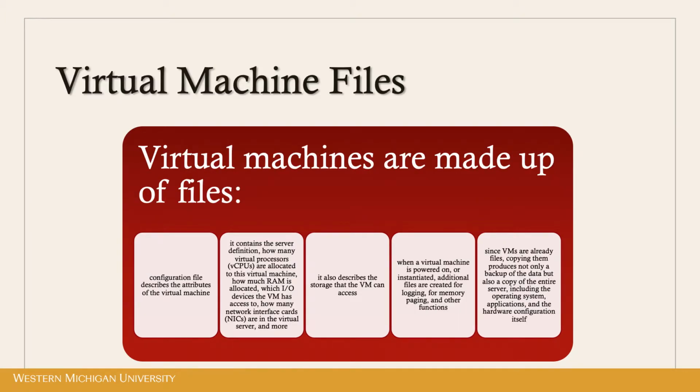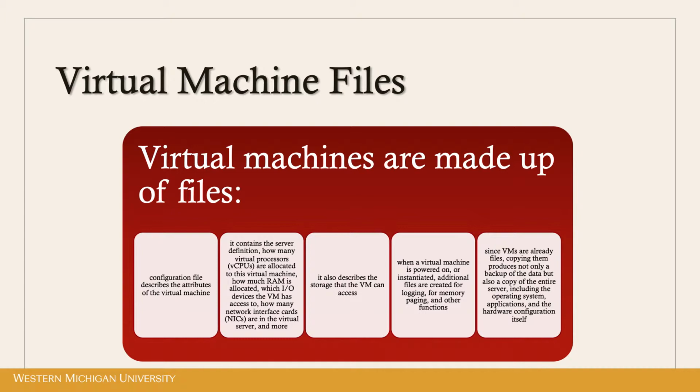And virtual machines are made up at the most basic level, they're just made up of files. We have a configuration file that describes the attributes of the virtual machine, contains the definition, how many virtual processors, how much RAM, and so on. Also describes the storage that the VM can access. So when the VM's powered on or instantiated, additional files are created for logging and memory paging, other functions that we need when we're running an operating system.